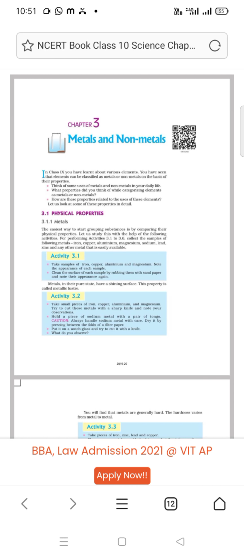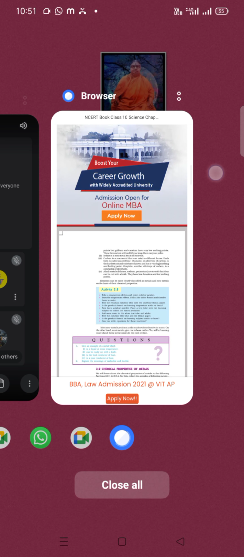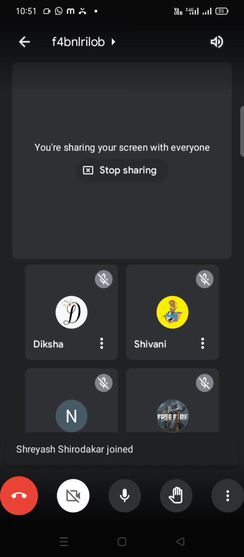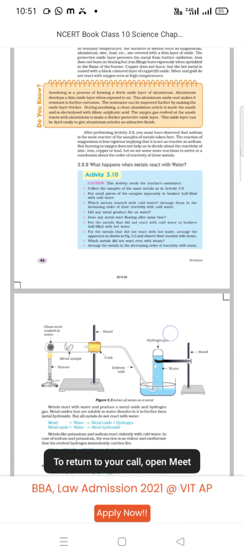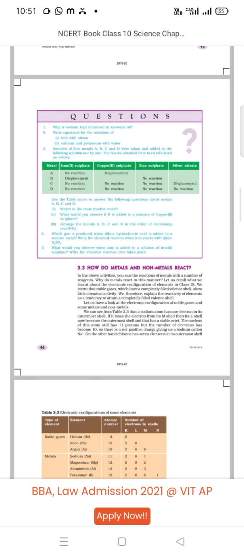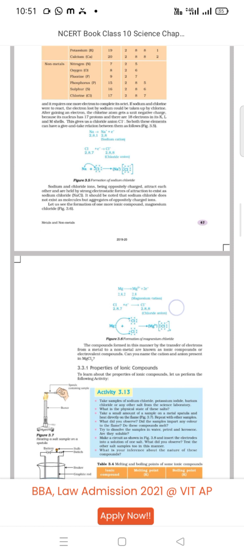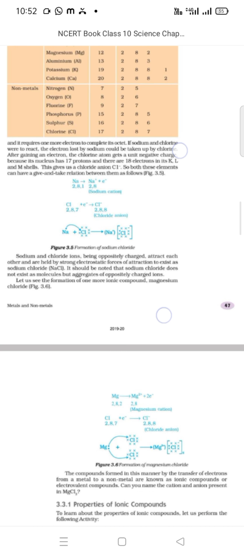Okay. Let's begin with our chapter 3, children, metals and non-metals. Physical properties and chemical properties we have studied. I'll not go back to those, children. We will revise later on. It's not that I'm going to skip that part, but today my main focus will be on ionic compounds. We will revise each and every part. Because of the long gap, you may tend to forget it. No problem. But today my main aim is to teach you this part, children.